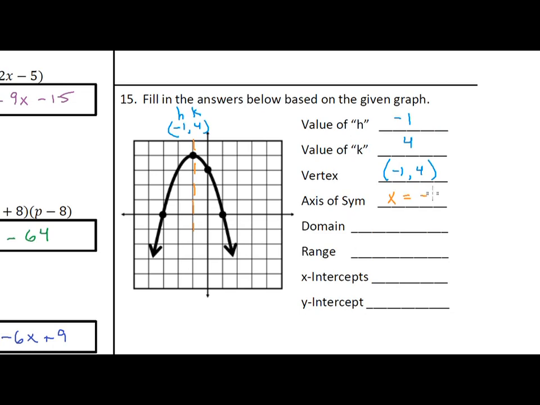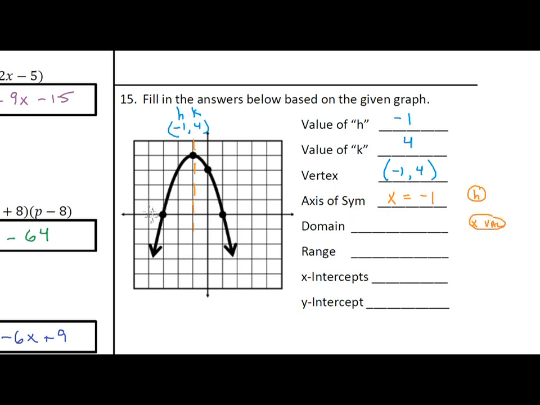X equals -1. I'll put a little note here. That's always going to be the h value, because the line that passes through the vertex vertically is the line where x is always -1. Our domain, which is our x values, let's put on here x values.